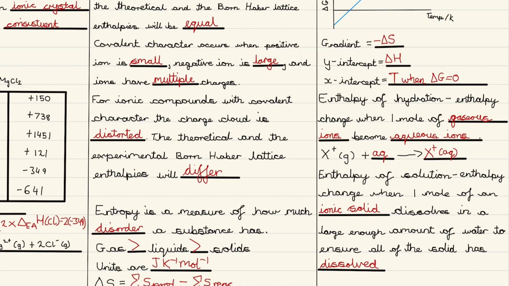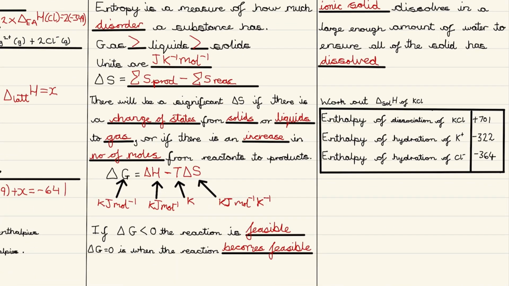So for these types of questions, I like using Hess's law. So we know that we start off with KCl, and we're forming K+ aqueous and Cl- aqueous, and we want to work out this enthalpy change. And next I'm going to write down K+ and Cl- in the gaseous state.